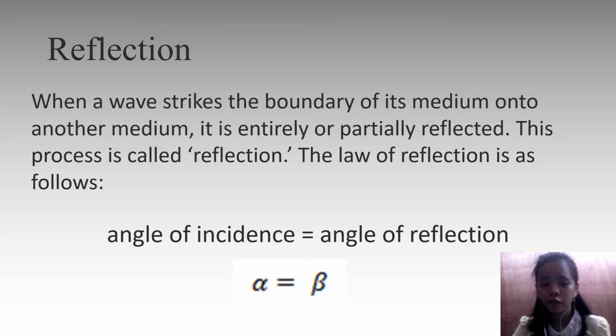So, what is reflection? Reflection is when a wave strikes the boundary of its medium onto another medium and is entirely or partially reflected. This process is called reflection. The law of reflection is as follows: the angle of incidence is equal to the angle of reflection. The symbol of the angle of incidence is alpha, while the angle of reflection is beta.